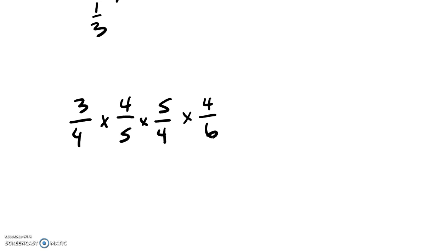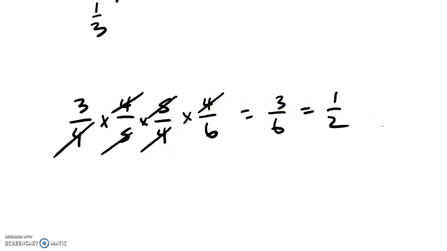Right. If I did my swapping of things around and getting things to be multiplying by 1, I would just have the 4's cancelling, the 5 cancelling, the 4's cancelling, and I'd be left with 3 on 6, which is a half. Yeah? 3/4 times 4/5 gives you 3/5. So if it's all multiplication on the top and all multiplication on the bottom, you can do some cancelling. We'll do some more examples.